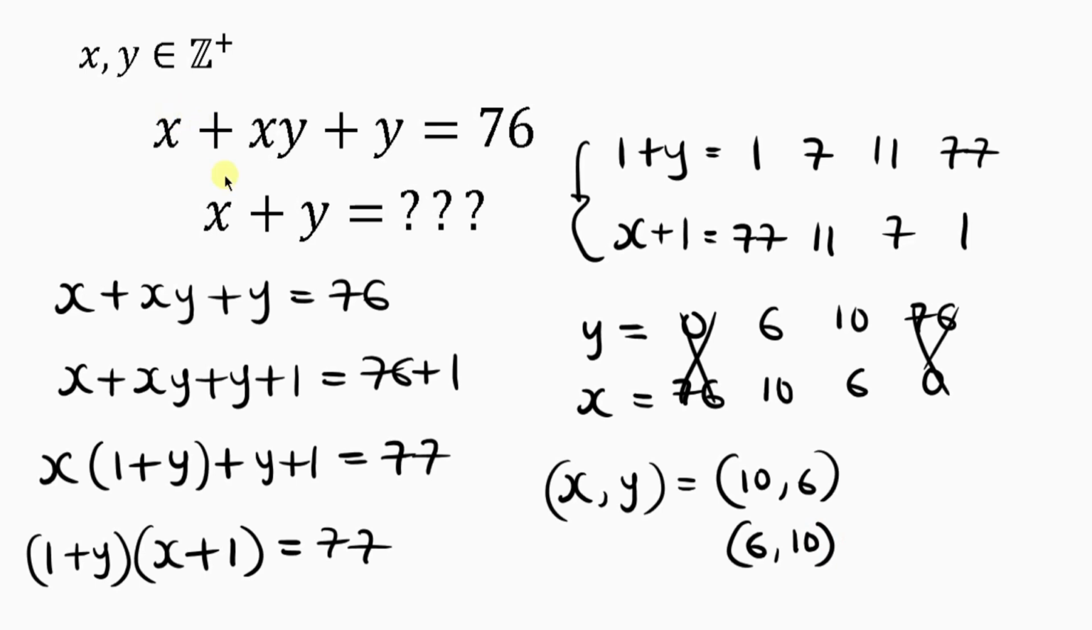But the question actually asks us to find the value of x plus y. So we're just going to be adding them. So x plus y is going to be, let's write it, x plus y. Whichever one we add, we're still going to arrive at the same answer, which is 16. And there you have it.